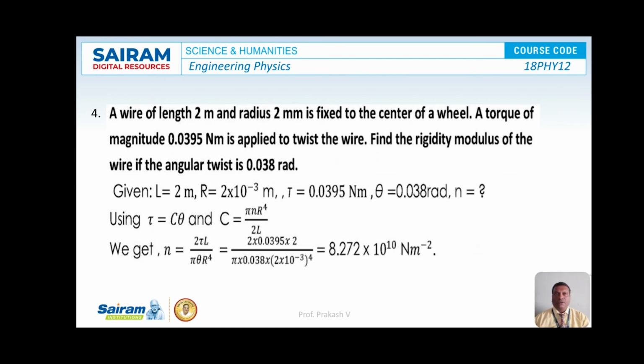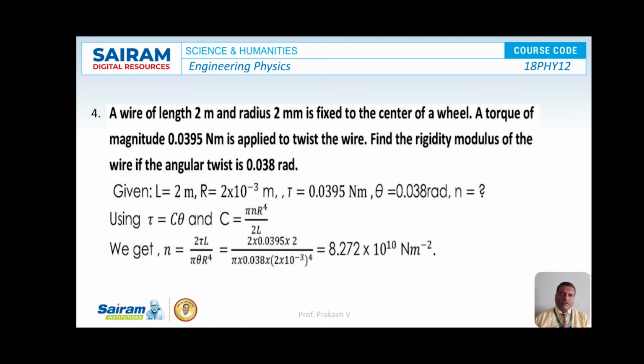So as per this problem, the given data is L is equal to 2 meter, R is equal to 2 into 10 to the power of minus 3 meter, and torque T is equal to 0.0395 Newton meter, and the angle of twist theta is equal to 0.038 radians. So here we have to calculate N, the rigidity modulus of the wire. So we know that torque T is equal to C theta, further C is equal to pi n r to the power of 4 by 2L. So by making use of this equation, we will get the value of rigidity modulus N as 2TL by pi theta r to the power of 4.